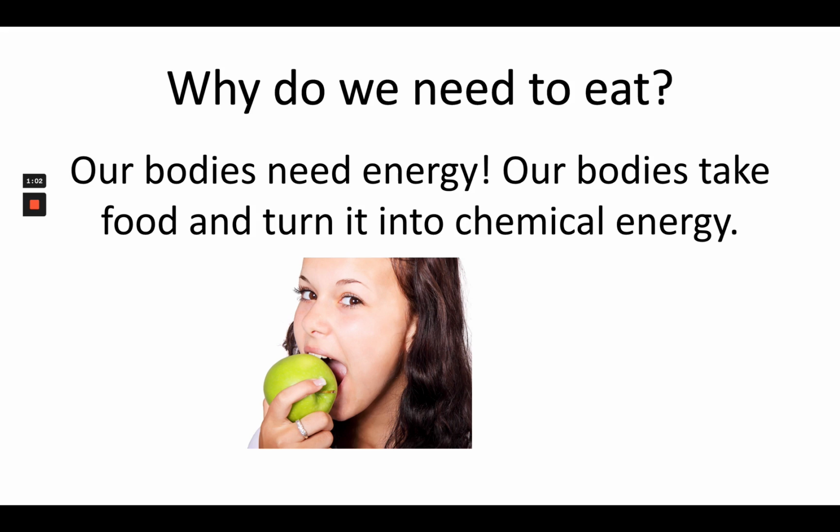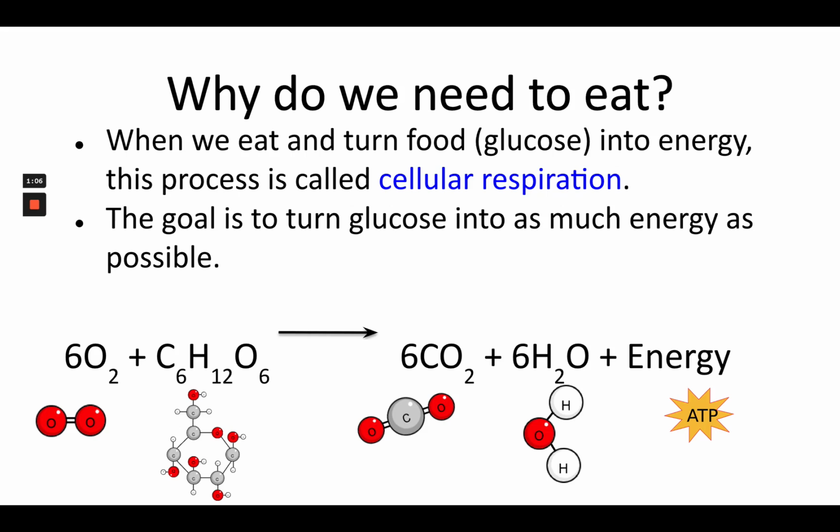Well, what do we turn that energy into? Well, basically it comes down to glucose. And our bodies take in the glucose that's in the food and they turn it into usable chemical energy in the process of cellular respiration. And so the goal of cellular respiration is simply to turn glucose into as much energy as possible.